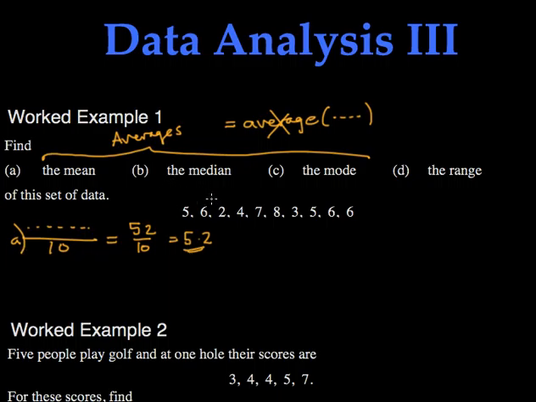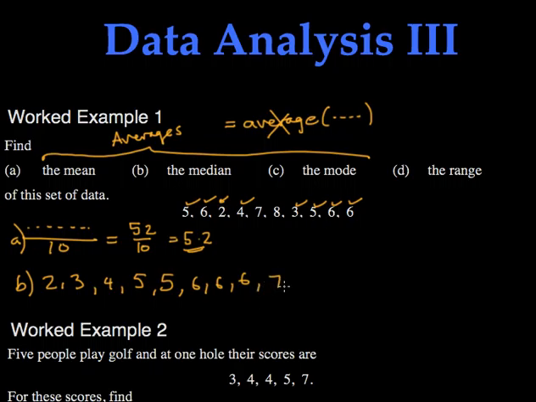For part B, it's asking for the median. We would need to place all the numbers in order first. So the first thing is to do that. We would look at the minimum number, which is 2, and then what I do is I tick it off so that I don't look at it again. And then I've got 3, which is here, and then 4, then 5, and I've got another 5. Then I've got 3 6s, 1, 2, 3. And then I've got a 7 and an 8. And I've ticked all the numbers off. I've got 10 numbers in my list, so I know I haven't missed any out.